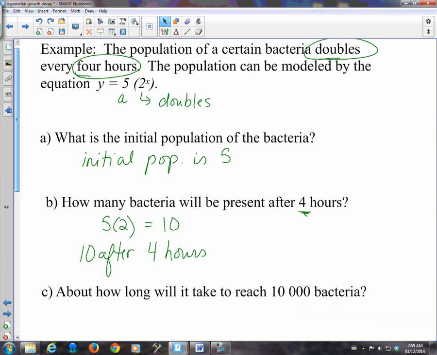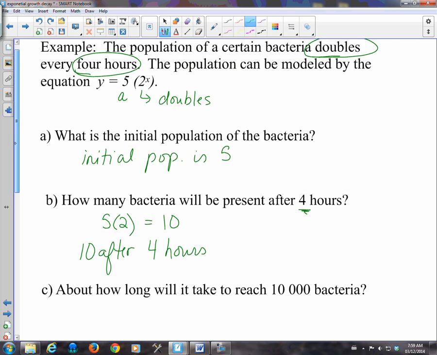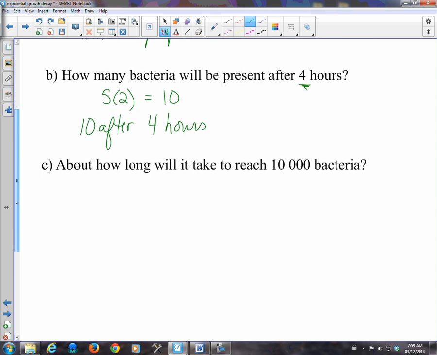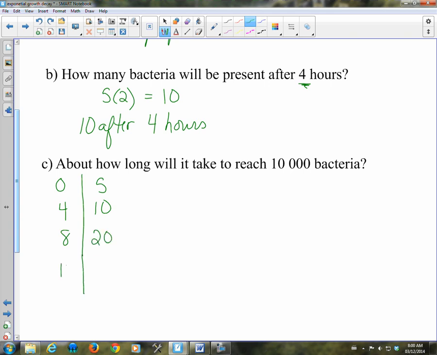About how long will it take to reach 10,000 bacteria? Well, if you think about it, we could figure it all out. We could double it if we start with 5. I'm just double checking my equation. Doubles every 4 hours. So at the start, we have 5. In 4 hours, we would have 10. In another 4 hours, it would double again, and we'd have 20. In another 4 hours, it would double again, and we'd have 40.